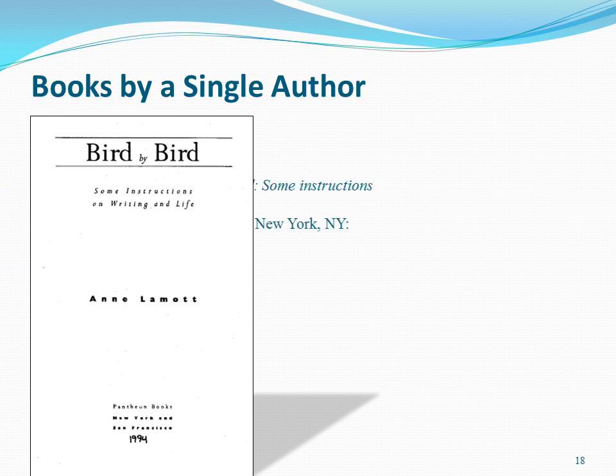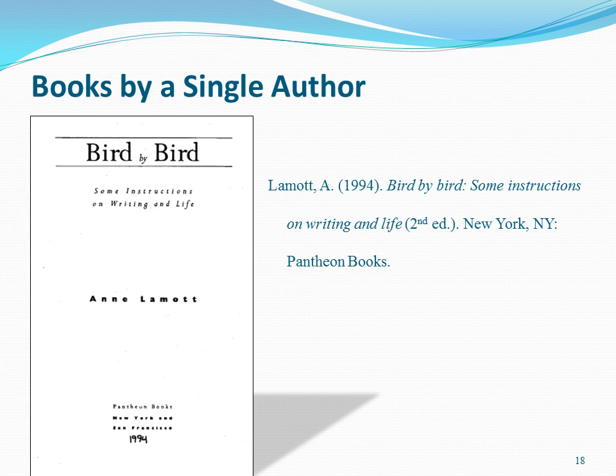To create an entry for a book, the author's last name and the first and middle initial are included here. The year immediately follows the name, just like in the text of your paper. The book's title is italicized, then the city and state are listed, followed by the publisher. All of this information is often located on the inner pages of a book.